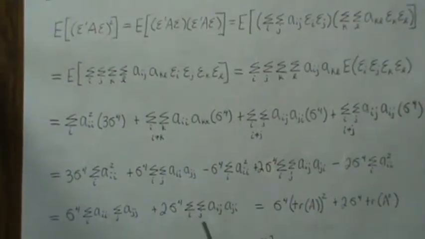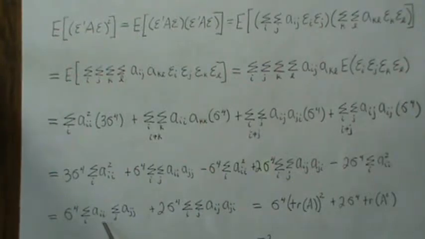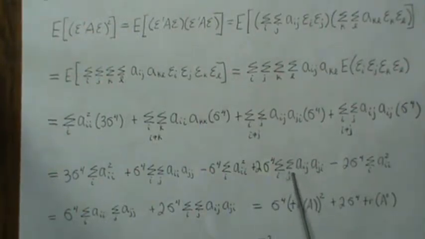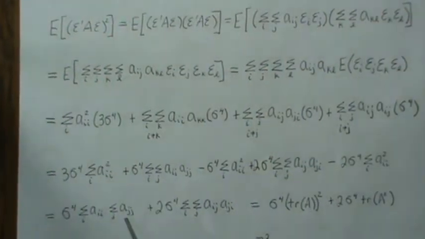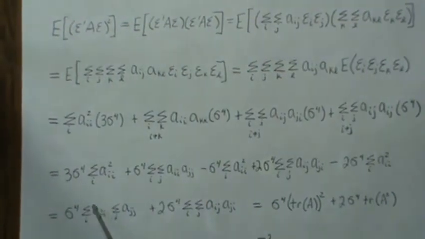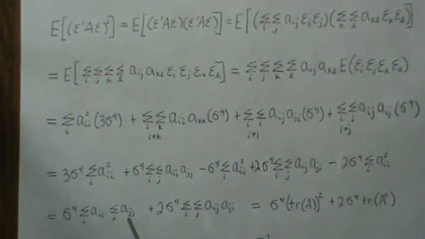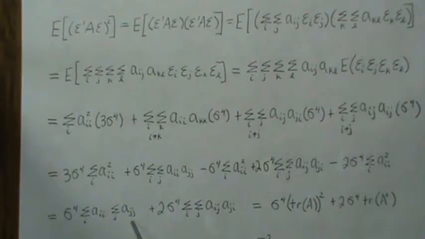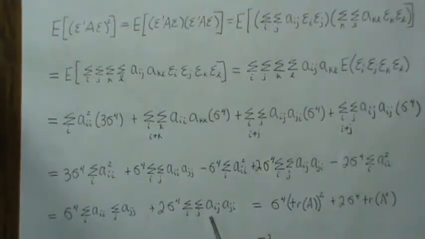So here's what we have. Now this double sum could be separated into this, and then this is just the trace of A, and this is the trace of A because the indexes are dummy indexes, and then this can be shown to be the trace of A squared, so we get this number here.